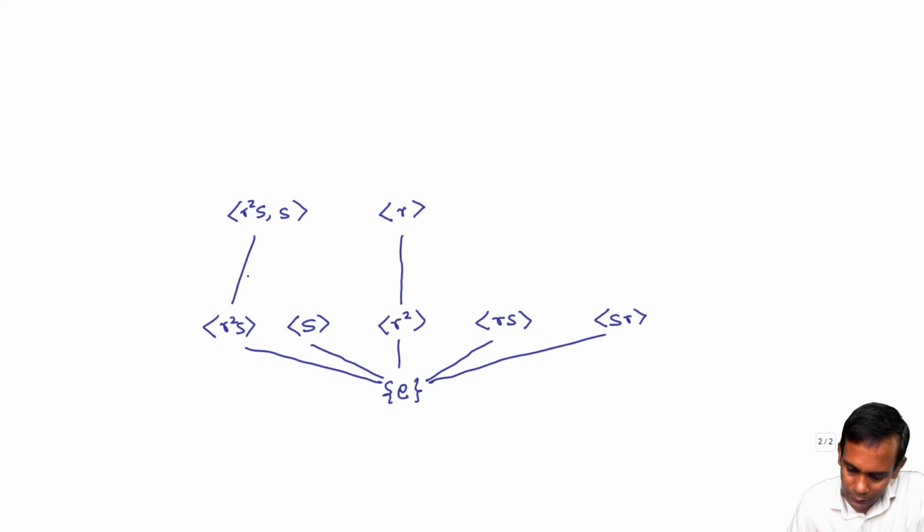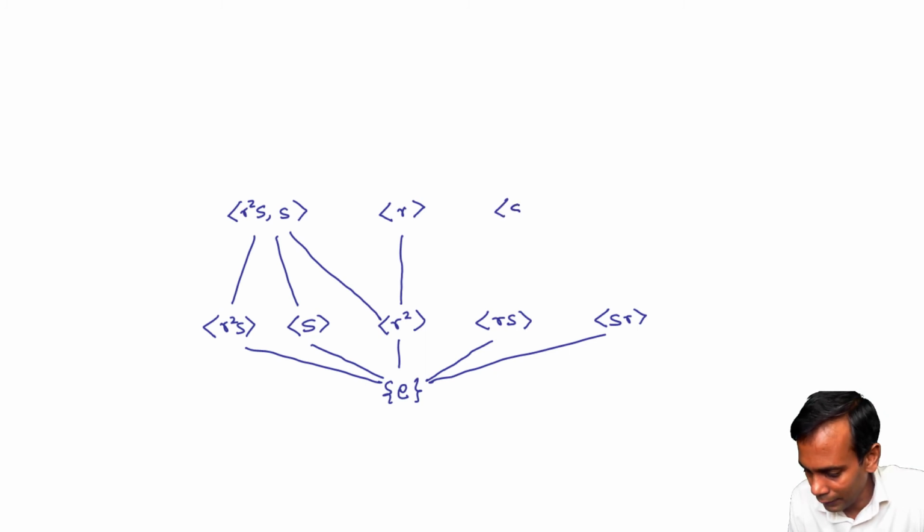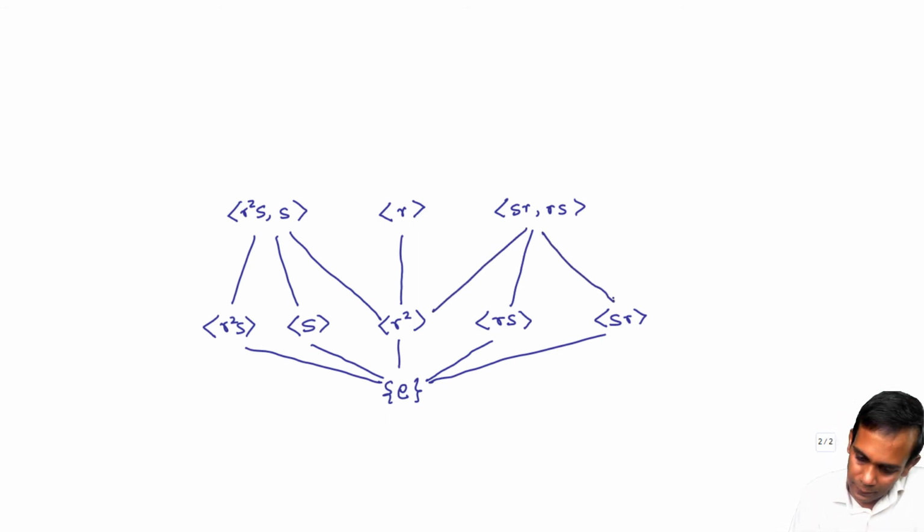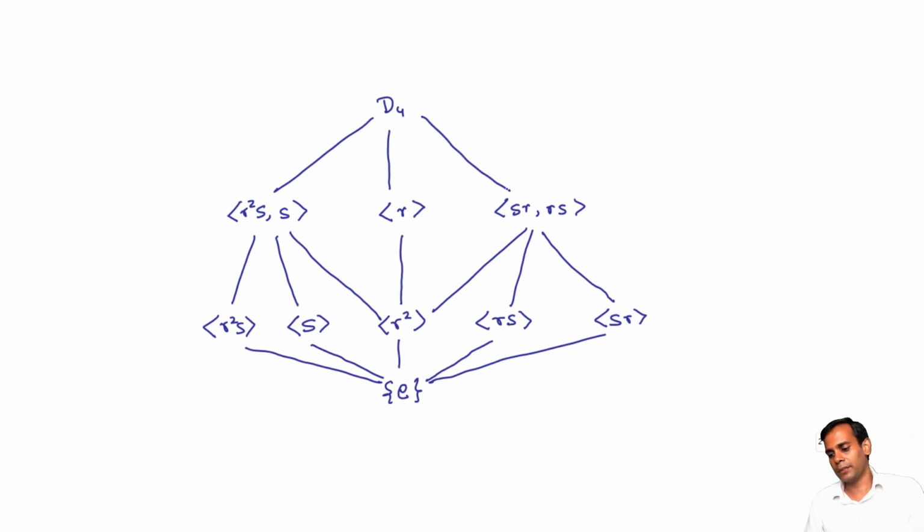So it contains R squared S, it contains S, but it also contains R squared. And then there's a subgroup generated by SR and RS, and that also contains R squared, it contains SR and RS. And then we have D4, the whole group. So this picture gives you a bird's eye view of all the subgroups of D4.